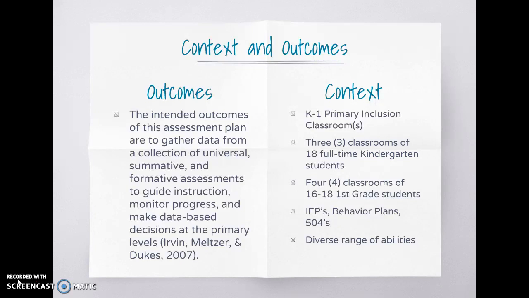This comprehensive assessment plan is meant to be used within the context of 7 primary inclusion classrooms that we have at the current school that I'm teaching at, and specifically in grades kindergarten through first. There are 3 kindergarten classrooms of 18 full-time students and 4 classrooms of 16 to 18 first grade students. All classrooms contain students with IEPs, behavior plans, 504s, and a diverse range of abilities.